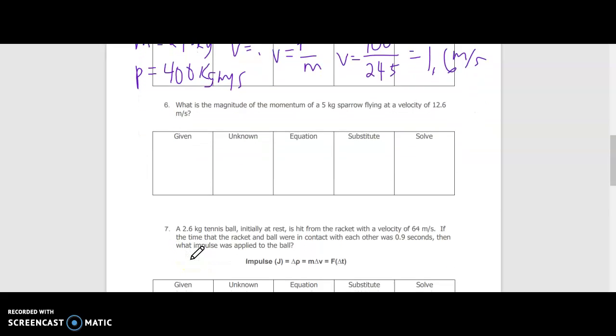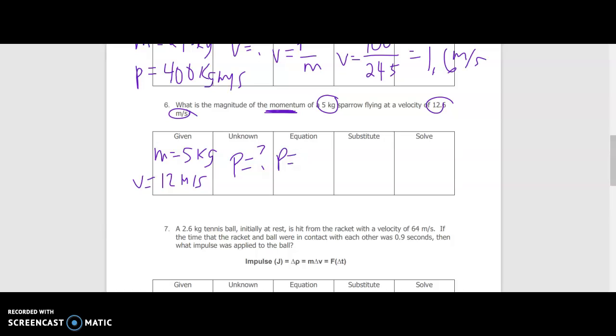Number 6, what is the magnitude of momentum? Remember, magnitude is just the size or the number value. So what is the momentum of a 5 kilogram sparrow? 5 kilogram tells us the mass is 5. Flying at a velocity of 12 meters per second. So our velocity is 12 meters per second. Our unknown was, what is the momentum? So P.